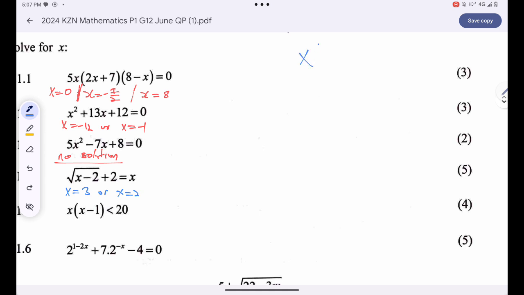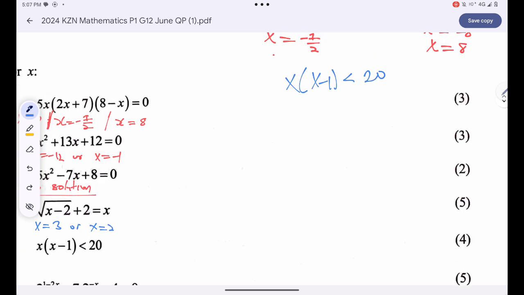So since I have x, open bracket, x minus 1 is less than 20, the same procedure I would have done in solving a quadratic equation, I'll apply it over there. Right? The first thing I need to do is to remove the brackets. How can I do so? By just multiplying everything inside the bracket by x over there. I'll end up having x squared minus x is less than 20.